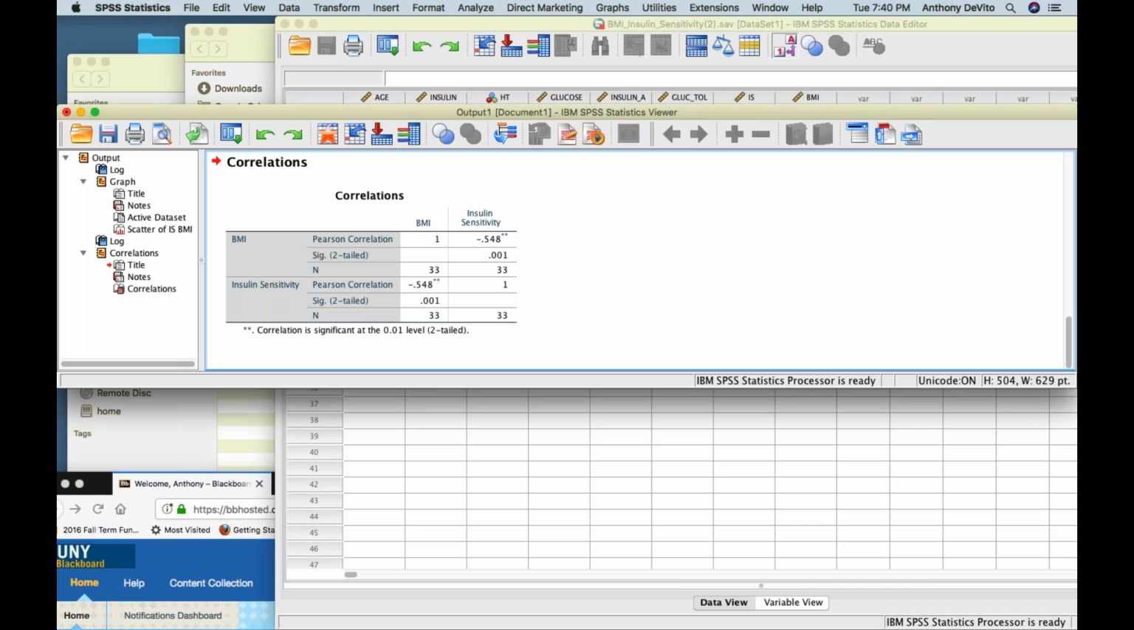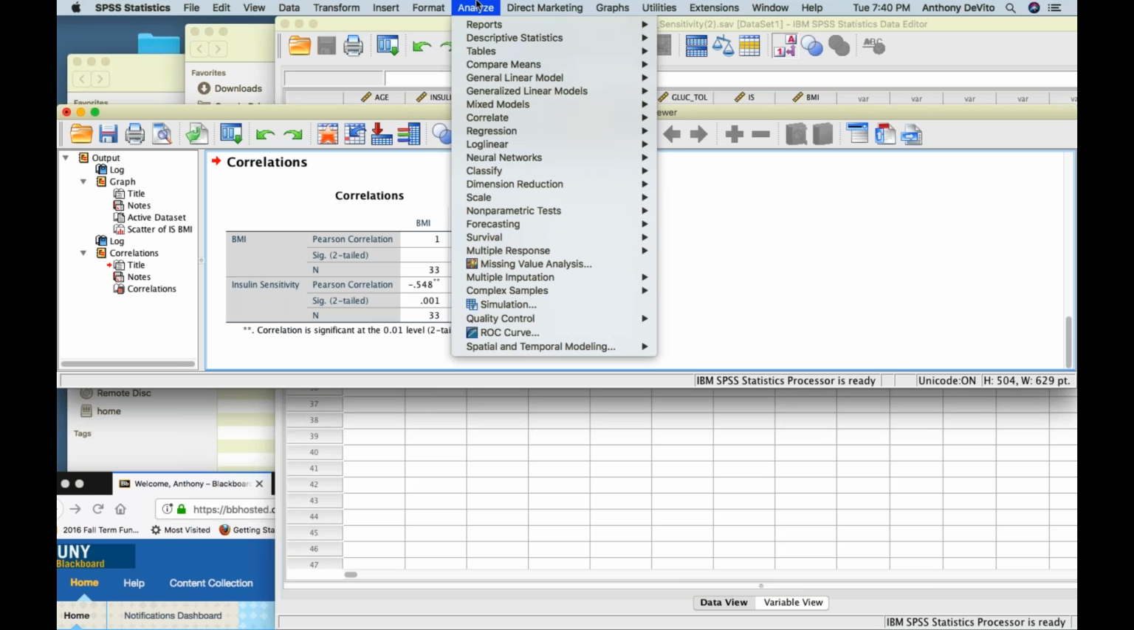We say there is a correlation between these two, and the strength of the correlation is 0.55. Okay, so that's good. That's nice. We know now there's an association between the two of these things. Now let's quantify it. So I'm going to go to Analyze.